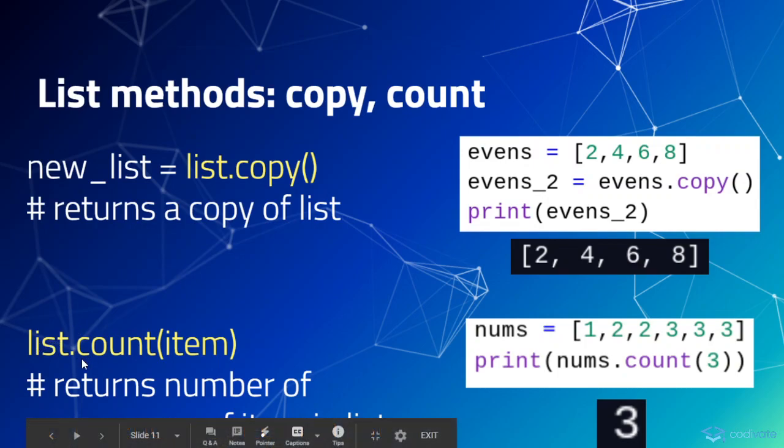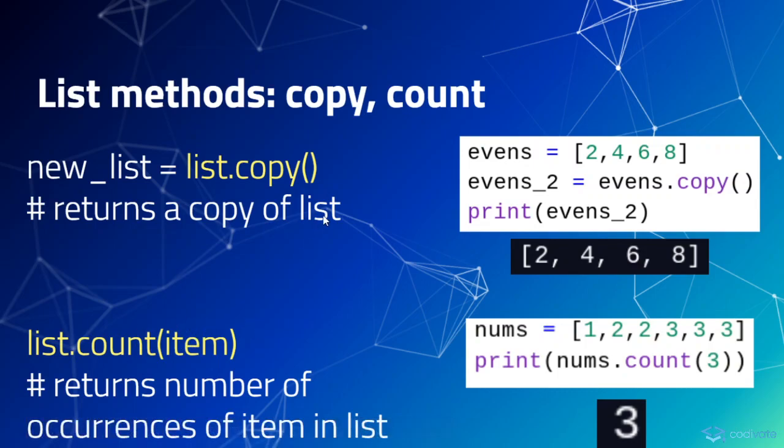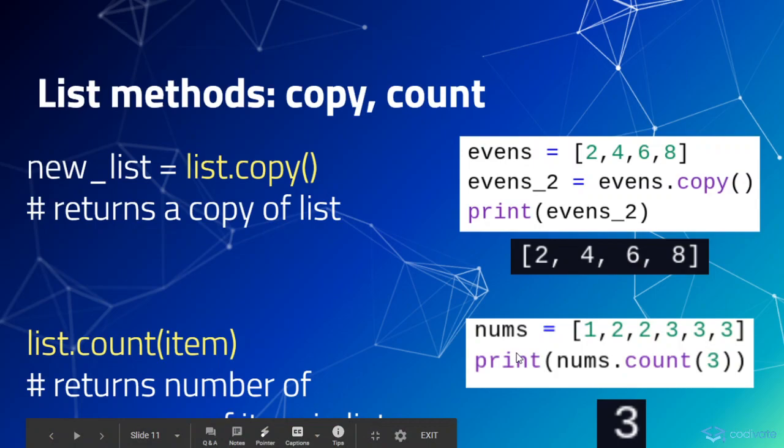We put the list name, dot, count, and whatever item we're counting. So it will return the number of occurrences. In our example here, in the nums list, we have 1, 2, 2, 3, 3, 3. If you were to print nums.count(3), it will count how many times 3 appears in the list. Here we can count 1, 2, 3. So it would print 3.